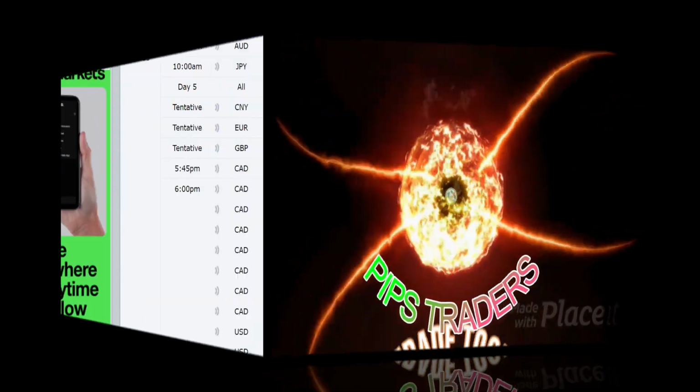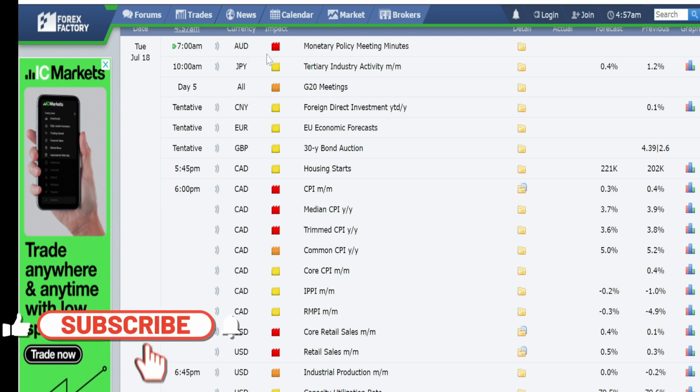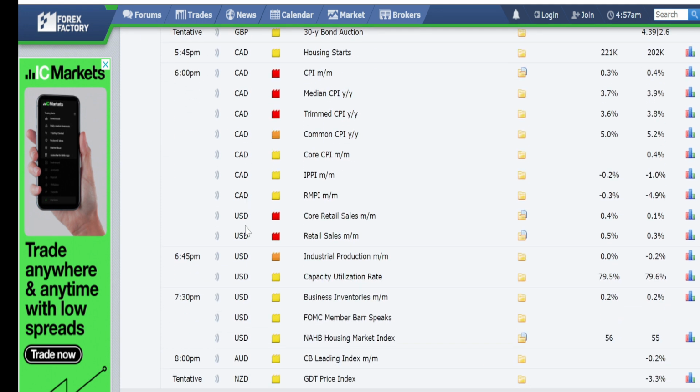Before that, when we look at the economical events plan for today, Tuesday, July 18th, at 7 AM we have high impact news for Australian dollar related currency pairs, and from 6 PM we have high impact news for Canadian dollar related currency pairs, and again at 6 PM we have high impact news for US dollar related currency pairs, and from 6:45 PM we have medium impact news for US dollar related currency pairs. So we can expect lots of volatility in gold for today. Let us proceed with our gold analysis.